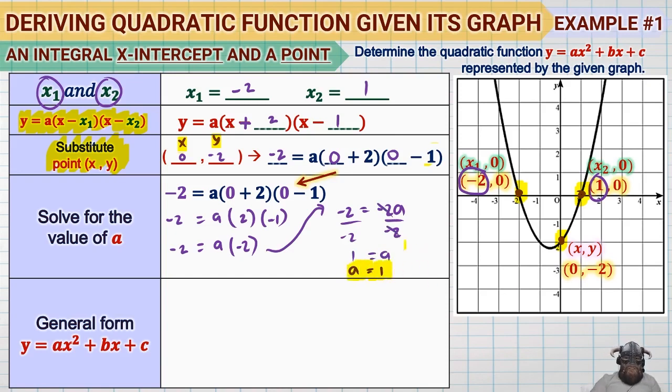Now, in this case, we will use this value of a and try to rewrite this form once again. But in this time, papalitan na natin si a.